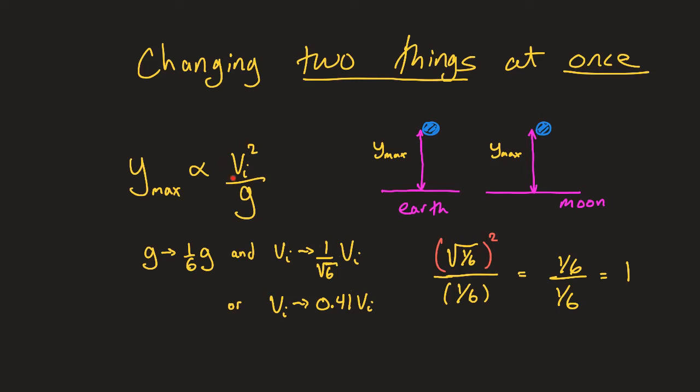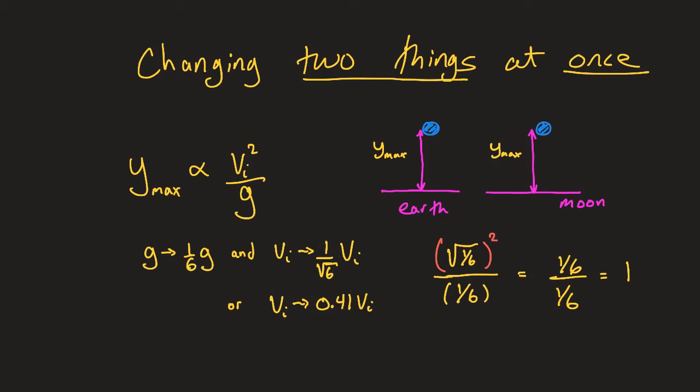You can see that because of the squared relationship in the numerator here, we need to put our factor under a radical, because when you square the radical, you will remove it. And so you square the square root of 1/6 and you get 1/6. And then that'll cancel out with the 1/6 on the bottom, which came from the change in the gravitational field strength when we went from the Earth to the Moon. 1 over the square root of 6 is about 0.41 when I worked out the math and did a little bit of rounding. So we can see that we would need to launch the ball at about 41% of the initial velocity that you launched it at on Earth, to get it to go to the same maximum height on the Moon.